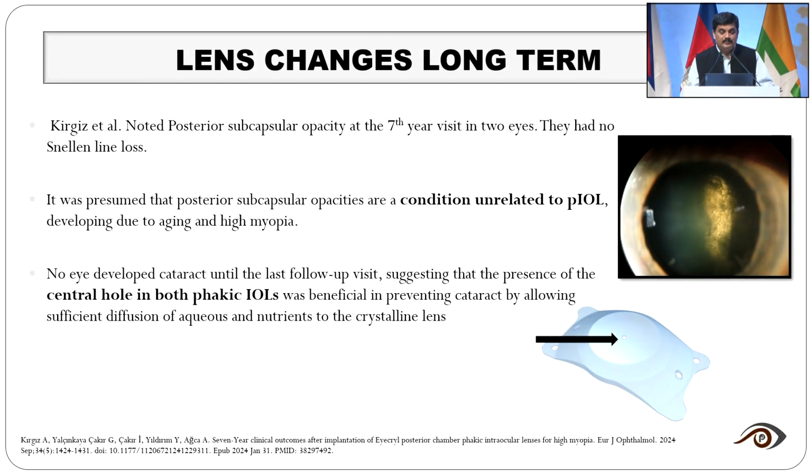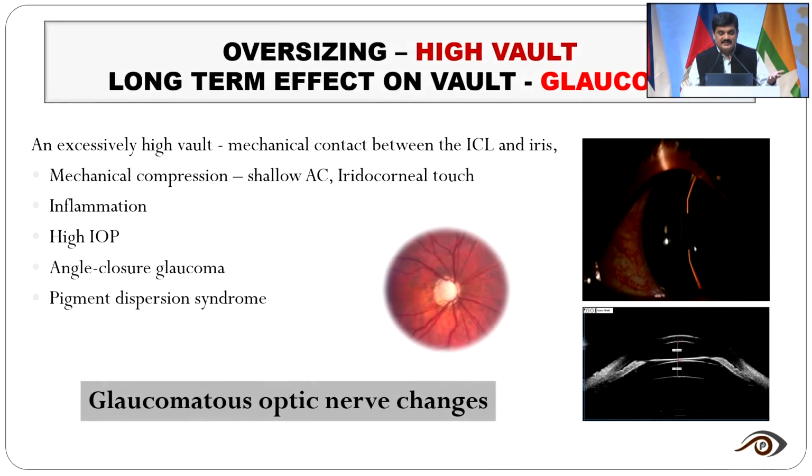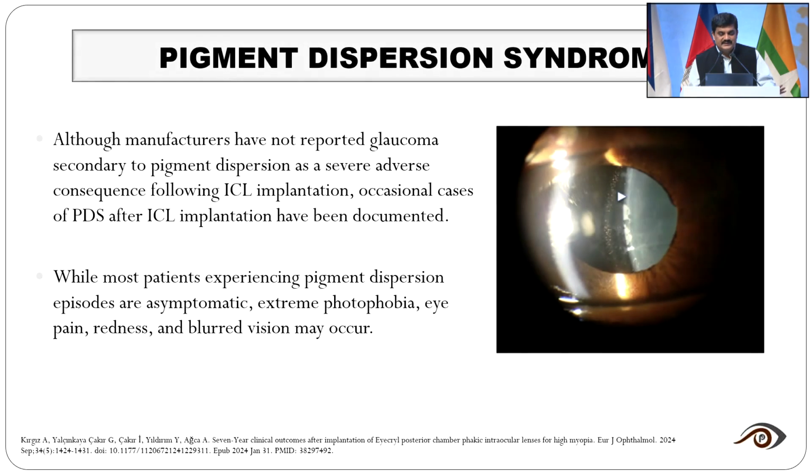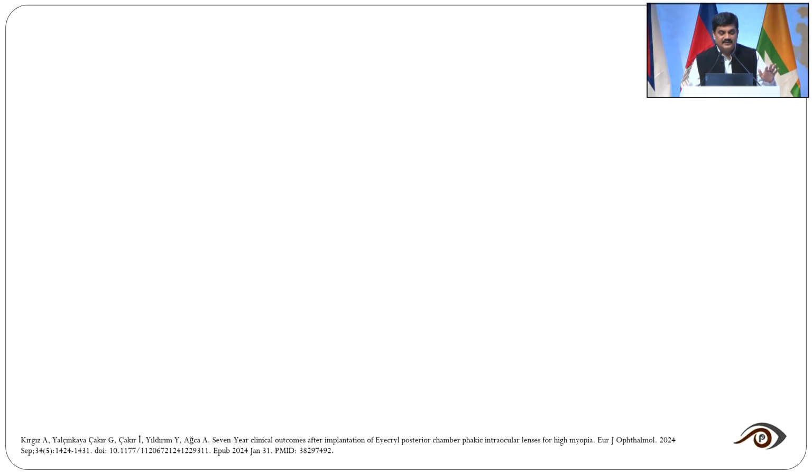So let us come to the lens changes for a longer term. As I already said, lens changes depend upon a low vault. As age progresses, the lens keeps changing also. But if you have a high vault, you can always expect glaucoma. Because with a high vault there is mechanical contact between the ICL and the iris, mechanical compression, shallow AC, inflammation, high IOP, angle closure glaucoma, and that leads to pigment dispersion syndrome. These are the complications that can happen with a high vault.